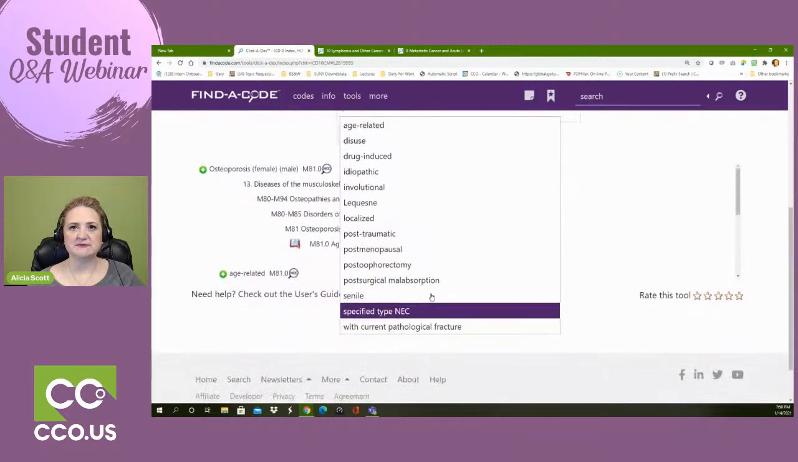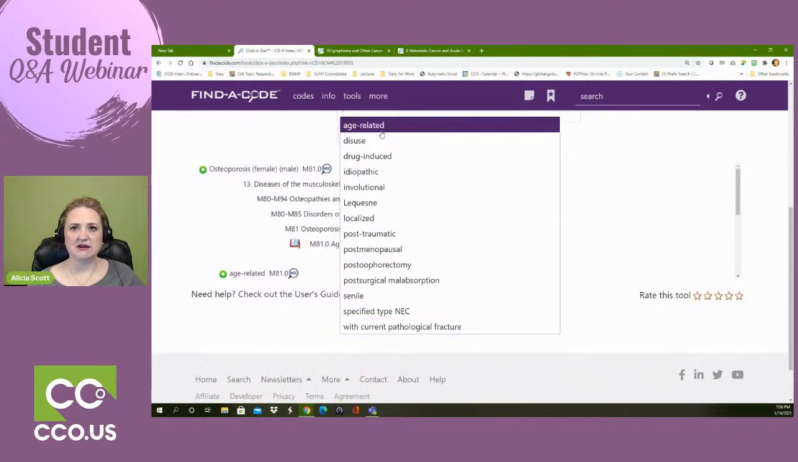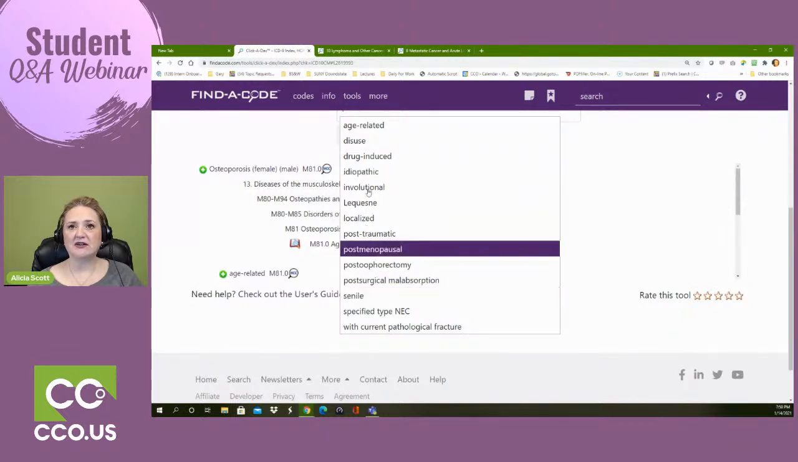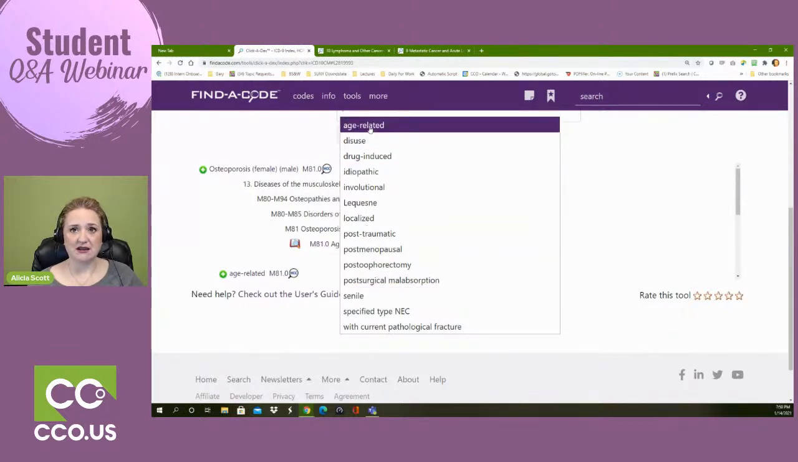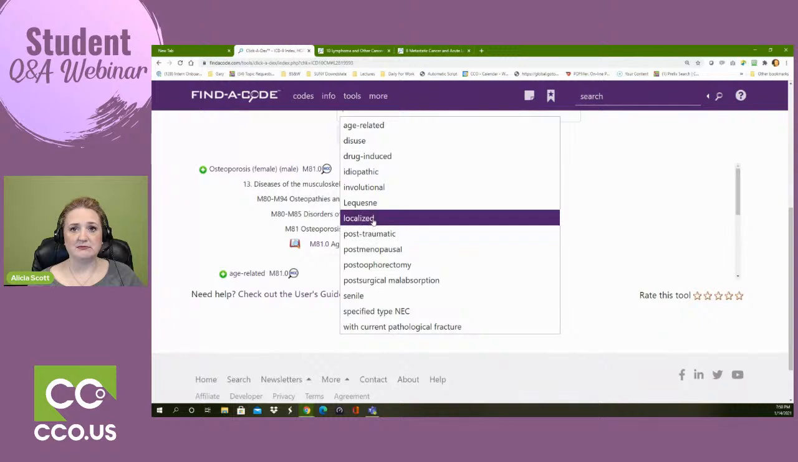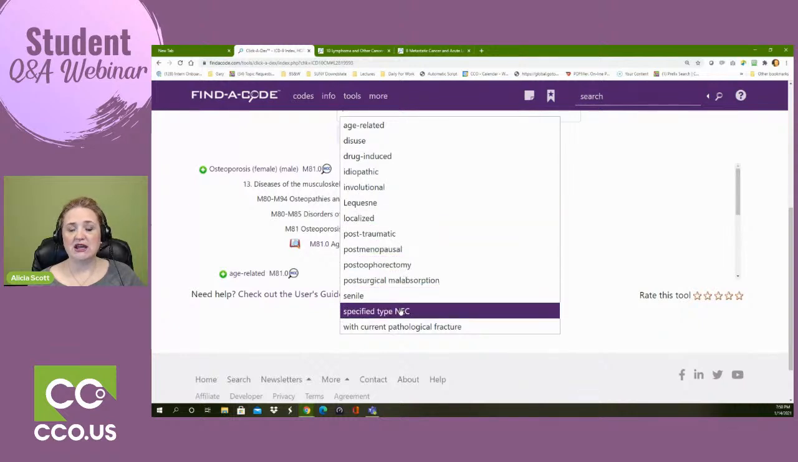So here are the different types. We have age-related, drug-induced, idiopathic, meaning it came from something else. And if you have a 30-year-old with osteoporosis, there's probably some underlying condition. Senile and age-related mean the same thing. So I would find out which one it is. If it doesn't specify the type, then you can use this NEC.